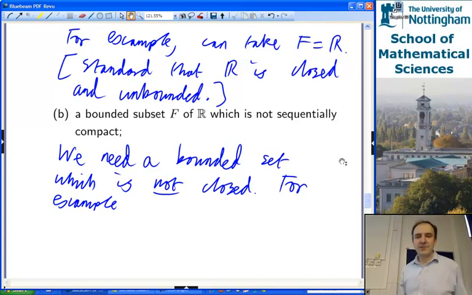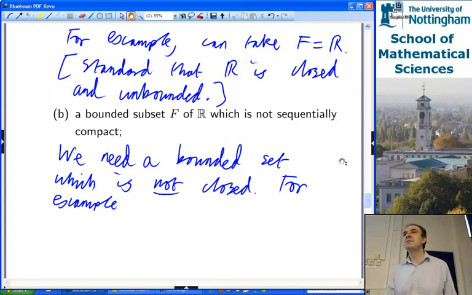Yes? The rational numbers is not closed, but unfortunately the rational numbers is also not bounded. So we can't use all of the rational numbers. You could use some subset of them, but we can't get away with using the whole of the rational numbers. So, okay. Who's got a set that is bounded but isn't closed?